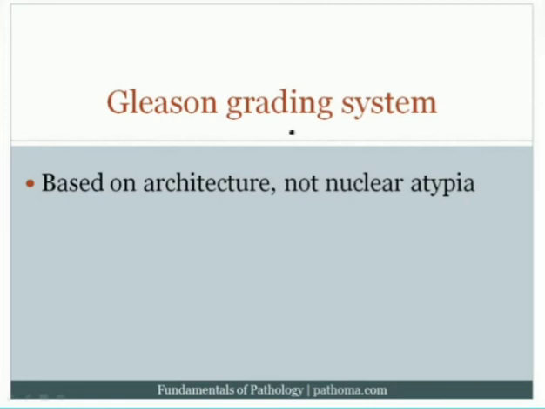Now this is classically done by looking at the two most common patterns that exist within the cancer. Those patterns are scored anywhere from 1 to 5, and then the two scores are added to produce a final score, which would range from 2 to 10. The higher the score, the worse the prognosis. But again, the highest yield here is that the Gleason grading is based on architecture and not nuclear atypia.